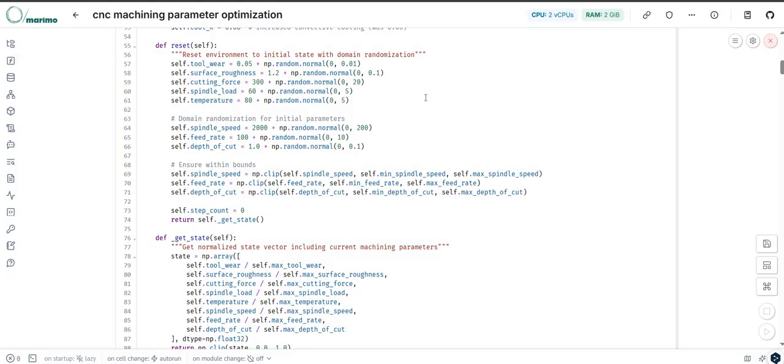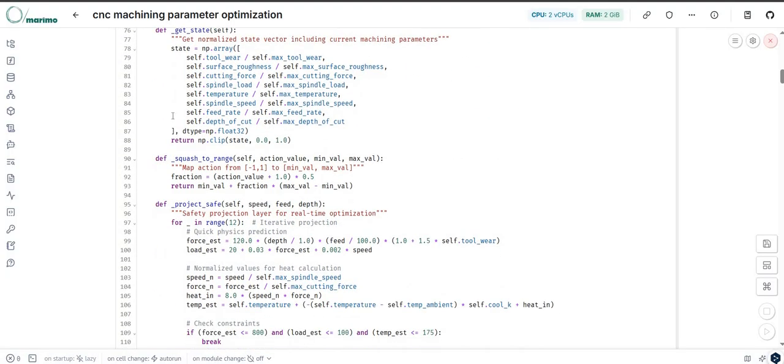And why do we do this? Because it prevents the agent from overfitting to one specific starting condition. Every episode begins a bit differently, so the agent learns a more robust policy. At the end of reset, the function returns the current state, which is normalized.